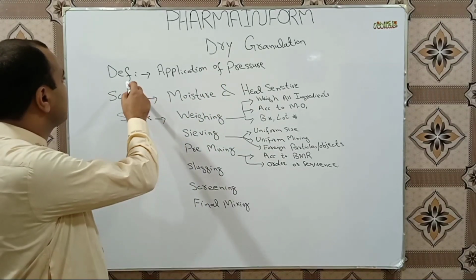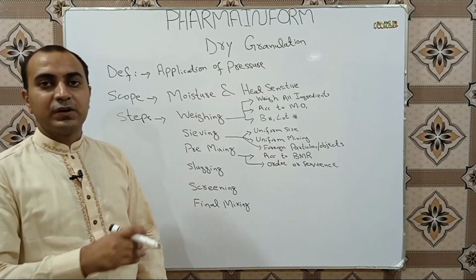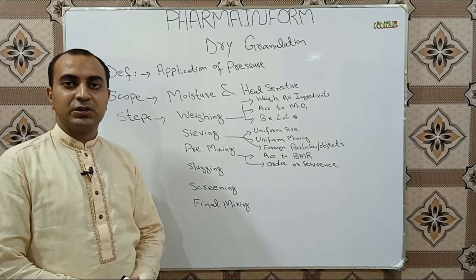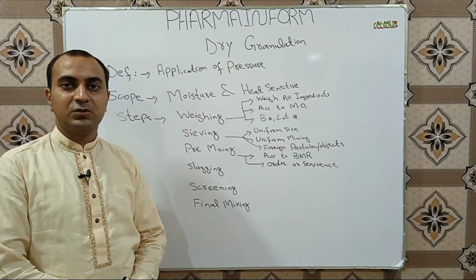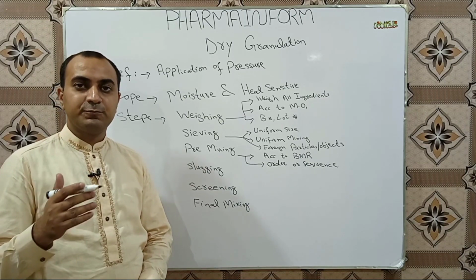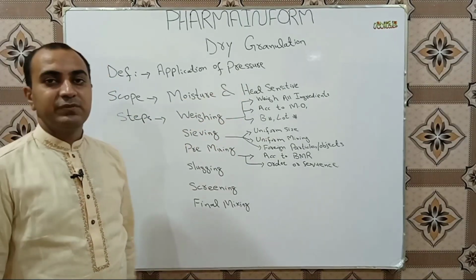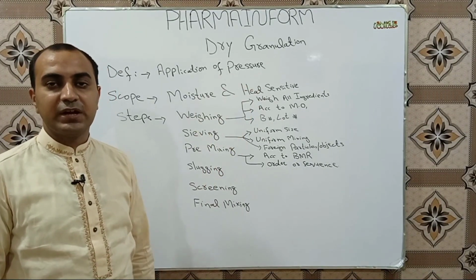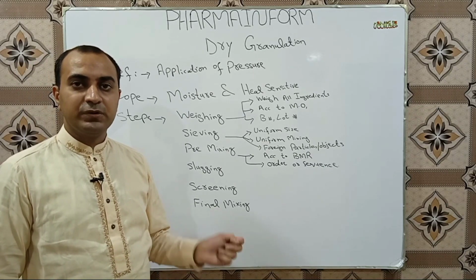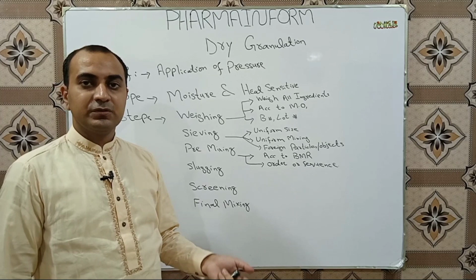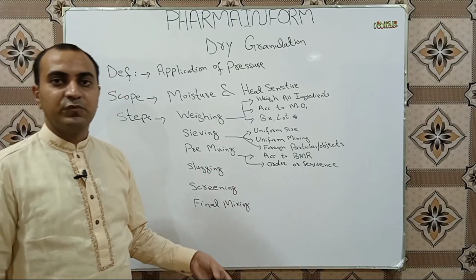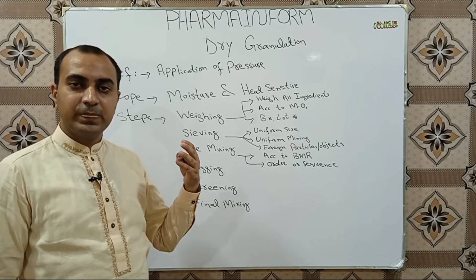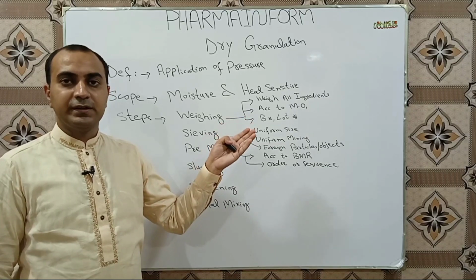So for dry granulation, first we will see the definition, or what dry granulation is. Basically dry granulation is a process in which we convert our fine powders into granules by the application of pressure. The main difference between wet granulation and dry granulation is that in wet granulation we add solvent and binder solution to our powders, so our powders are converted into wet mass. Then we dry the wet mass and sieve the dried mass to obtain granules.